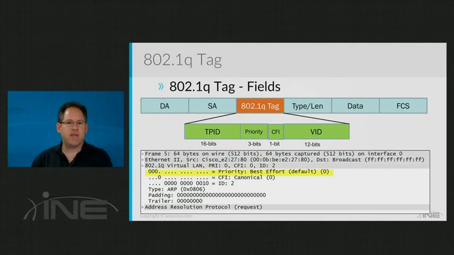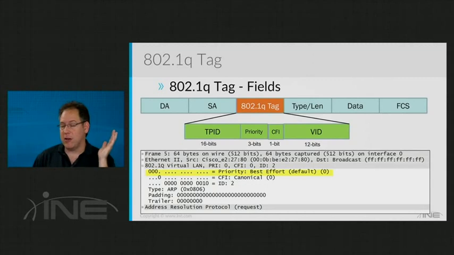Then we've got 3 bits of priority, which you can use for quality of service, and we'll talk more about that when we get to the quality of service video. You've got a canonical format identifier. You see, 802.1Q is pretty old. Actually, when it was first invented, it was designed to operate on either Ethernet frames or token ring frames.